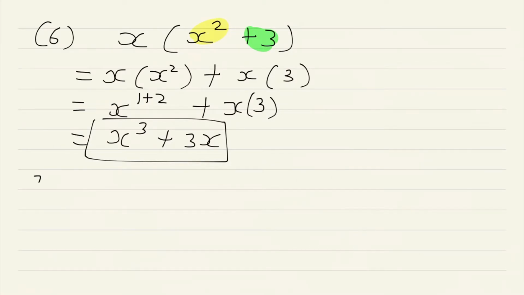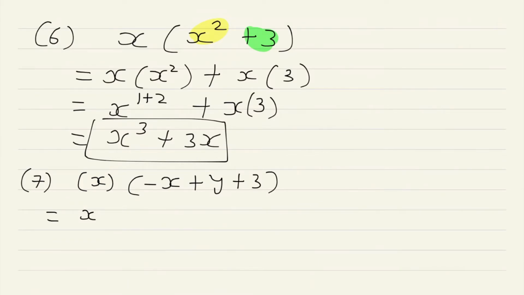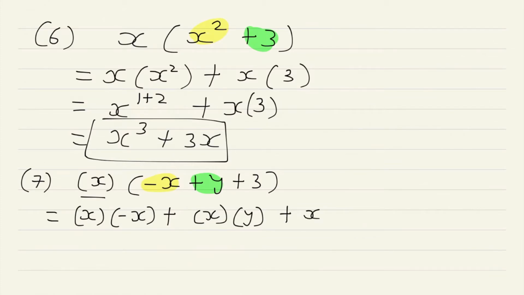Let's try one more. x times negative x plus y plus 3. So that would be x times the first term, negative x, times negative x, plus x times the second term, plus x times the third term.